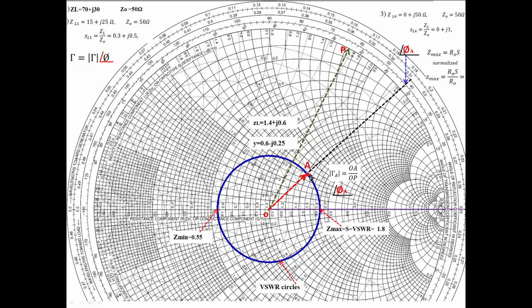Now for this example, our load is this. For this load you extend the line, this line, whatever the arrow, you extend it. It cuts the reflection coefficient angle scale somewhere. You see here it is cutting here, at 40, a little bit behind that.